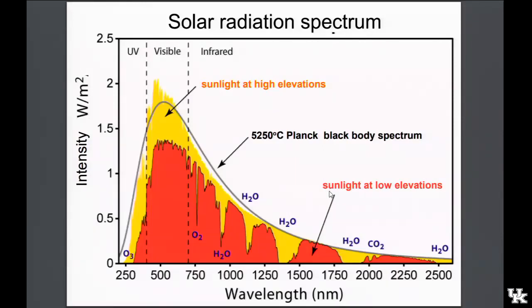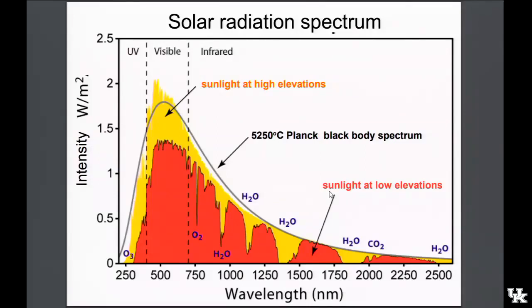On this graph, the horizontal axis is wavelength. On the far left of this graph, these wavelengths, so 250 nanometers, that's shorter than visible light. That's ultraviolet light. So that's the light that will give you sunburn, suntan. That's over here.